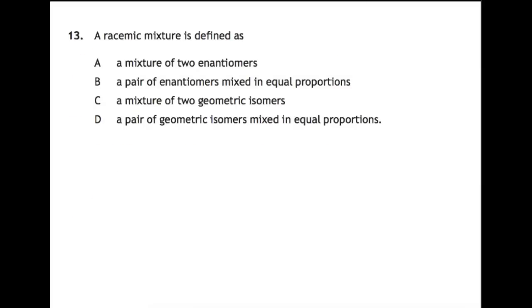So this one here is just a definition that you need to learn. So racemic mixture, we looked at racemic mixtures when we looked at stereoisomers. There are 2 types of stereoisomers, geometric and optical. A racemic mixture is to do with the optical isomers. So we can immediately discount C and D and have a look at the other 2. So a racemic mixture is defined as A, a mixture of 2 enantiomers, or B, a pair of enantiomers mixed in equal proportions. It's B, they're mixed in equal proportions.